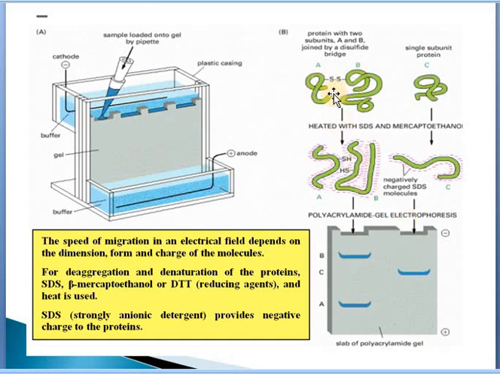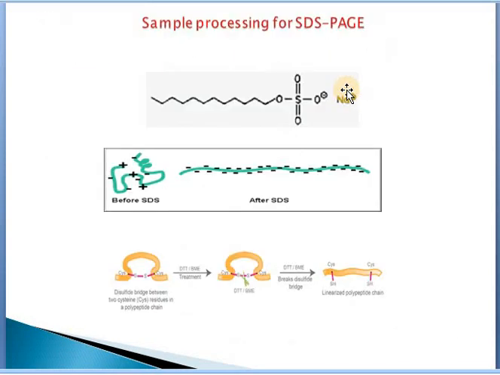So for example, when we take A plus B, the AB protein, it will be in a single band. Rather than two bands, it will be a single band in the case of native PAGE. That is the major difference between PAGE and SDS-PAGE. The one and only difference is sample processing. In the case of polyacrylamide gel, we are not using the sample processing, that means absence of SDS, beta-mercaptoethanol, etc. In PAGE, we are not using this. In SDS-PAGE, we are using it, that's all.